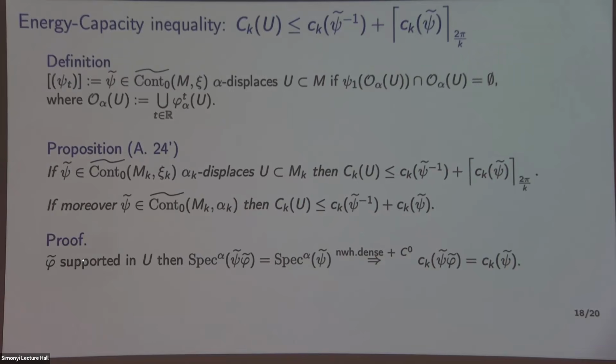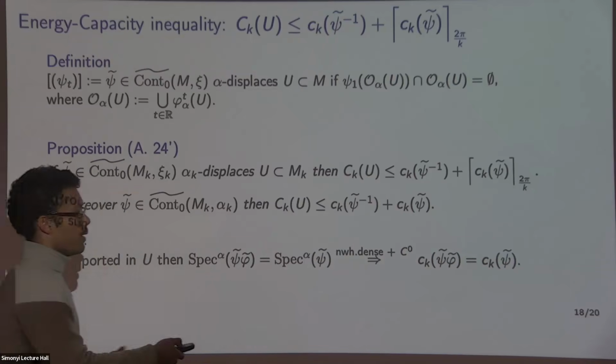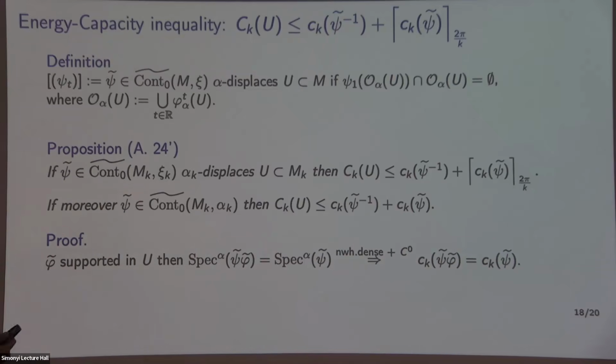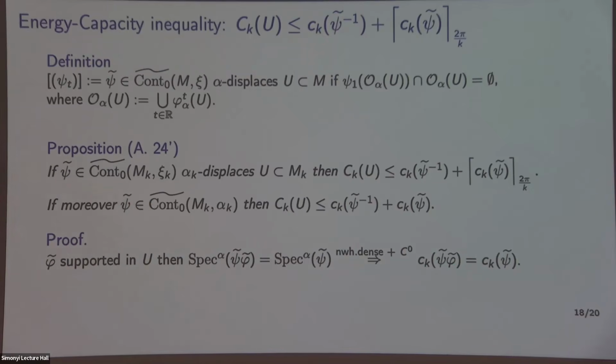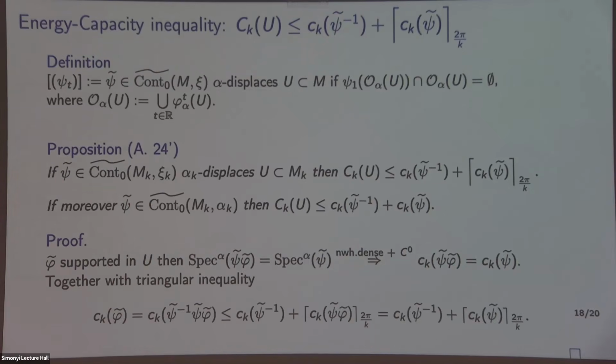If φ tilde is supported in U and ψ tilde displaces all the orbits of U, then the spectrum of ψφ is equal to the spectrum of ψ. And so you can argue by continuity and nowhere density of the spectrum that C of ψφ has to be equal to C of ψ. And then you just use the triangle inequality to get that C of φ will be less than C of what you want.